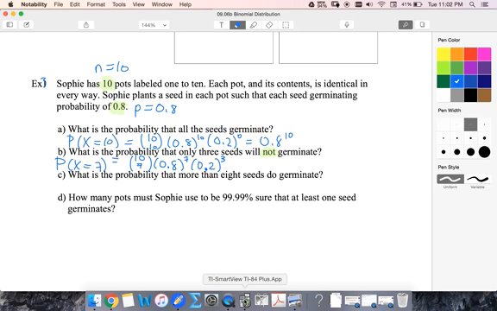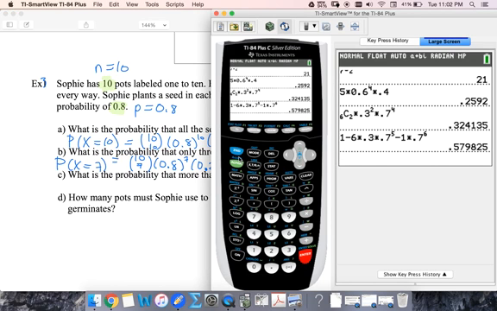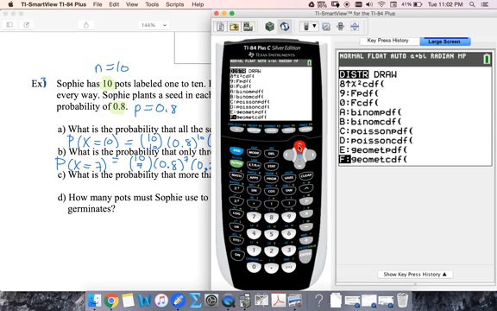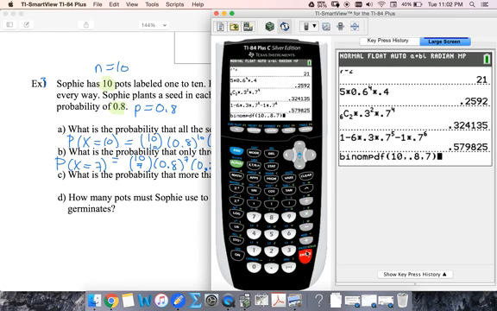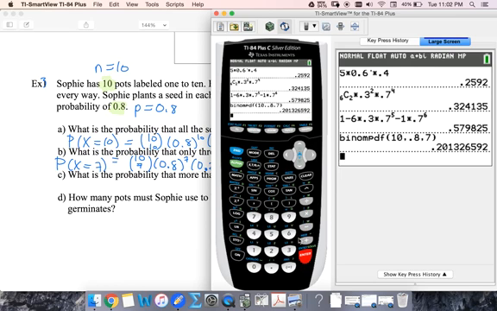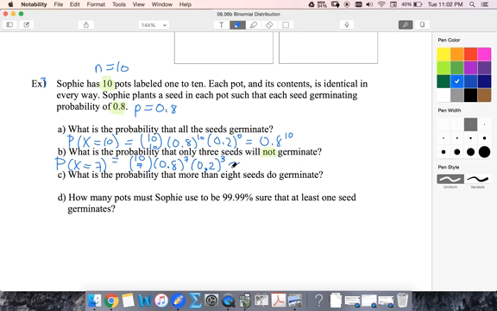I could also use the function we figured out last time. So that's in second vars, and then up to binom. Here I want PDF because it's an exact probability I'm looking for. Okay, our trials are 10. Probability of success is 0.8. My x value is exactly 7 that germinate. Wow, big number. So I'm going to round this one 0.201.